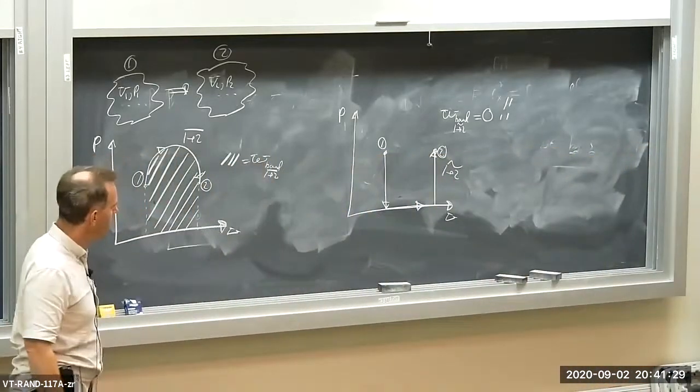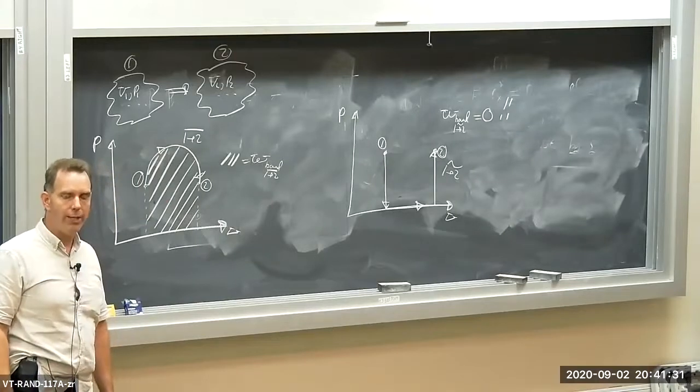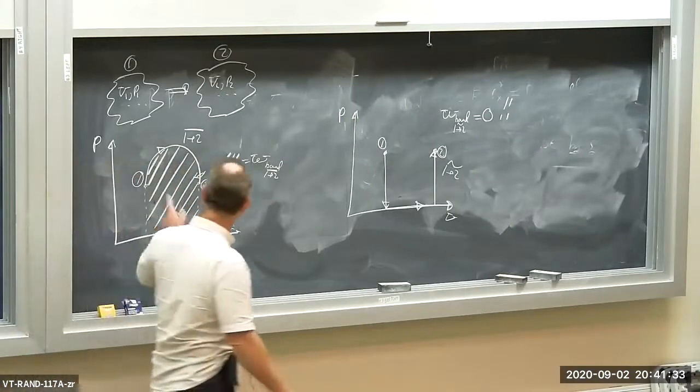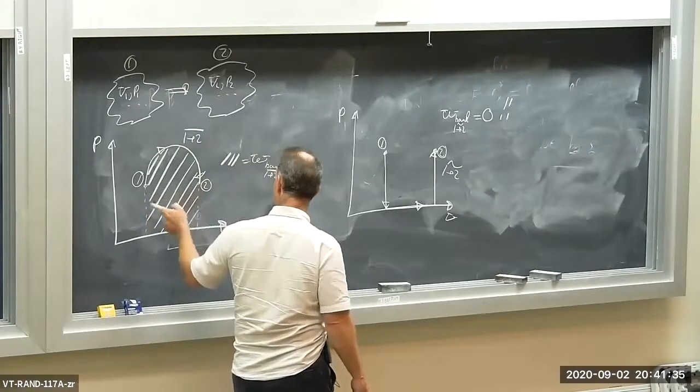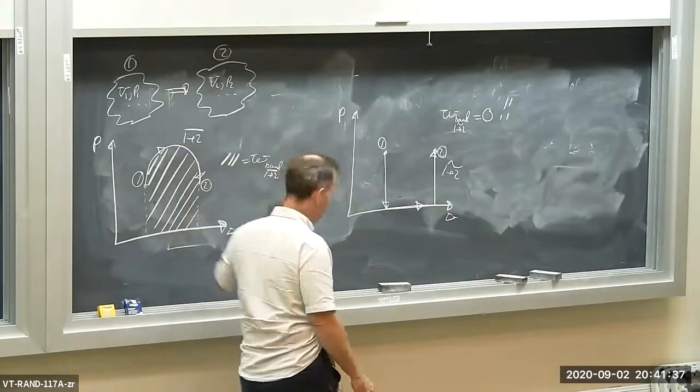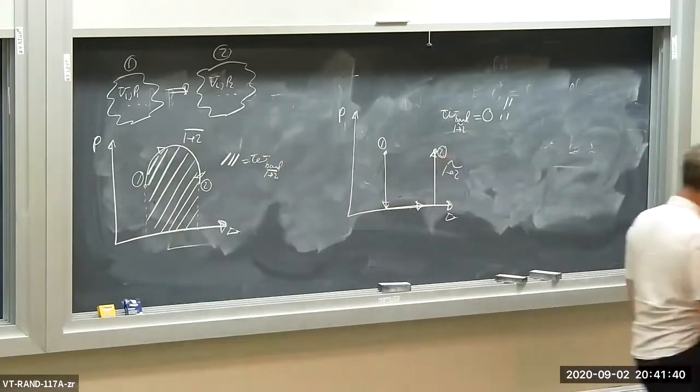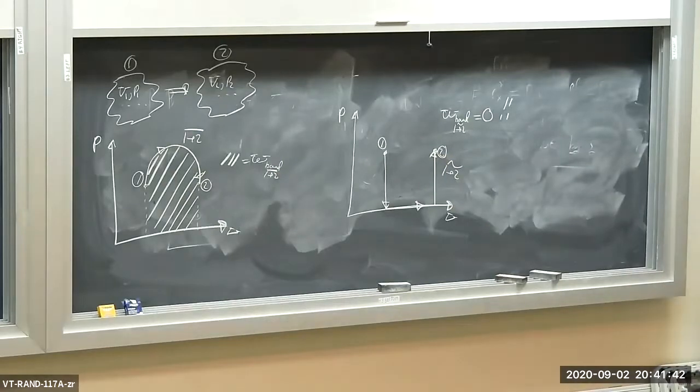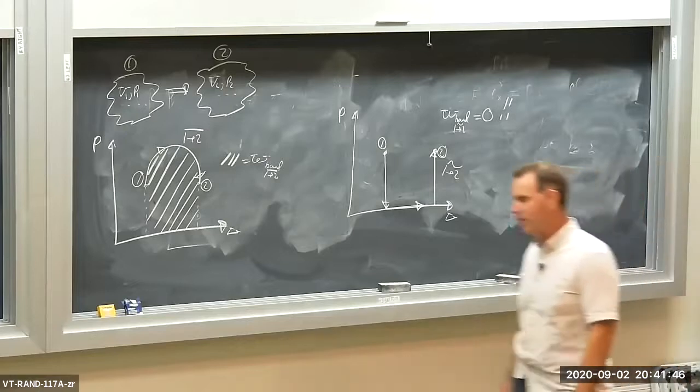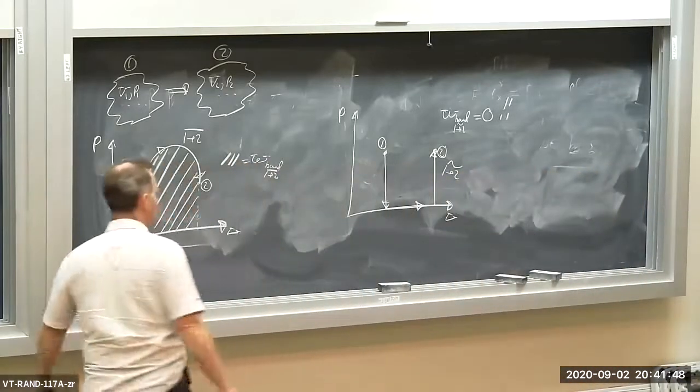Okay? This is why work is a path function. It depends not on the end state, but on the path taken during the process. Not just on the end state, it is path dependent as well. If work is path dependent, it is a path function.